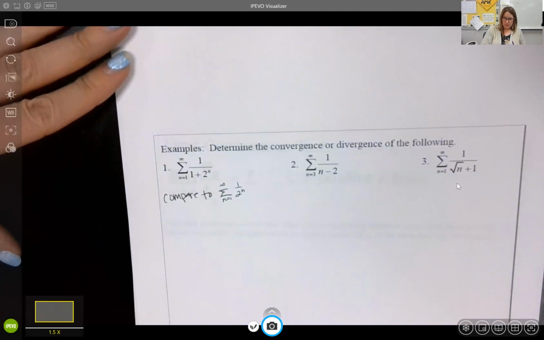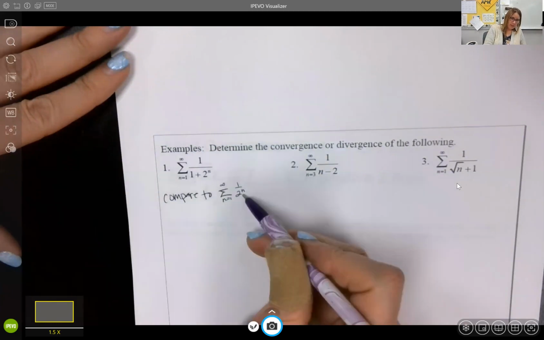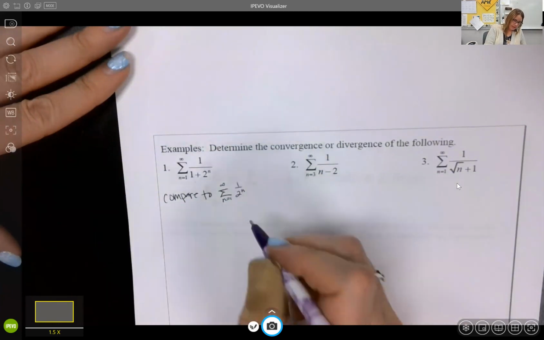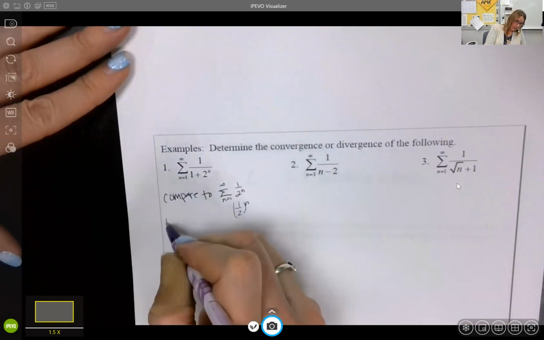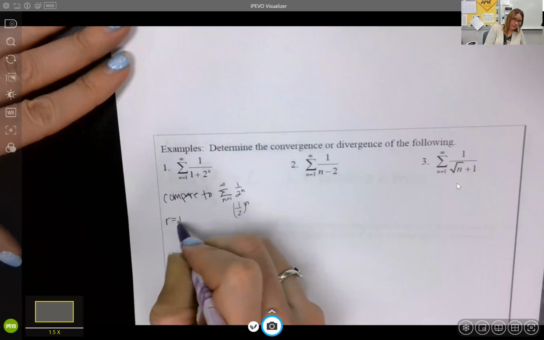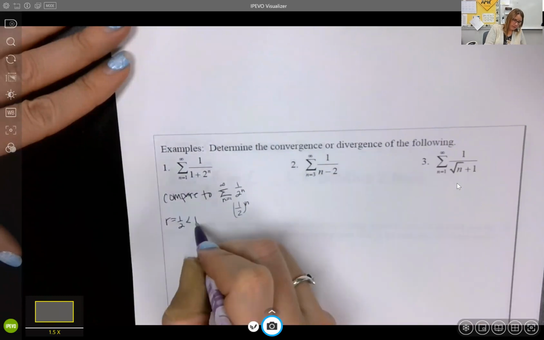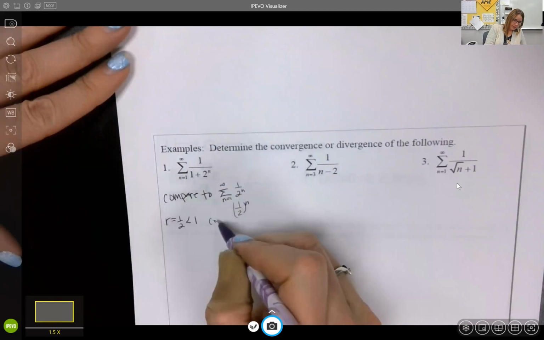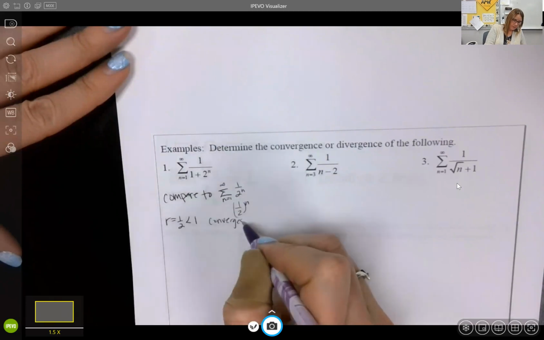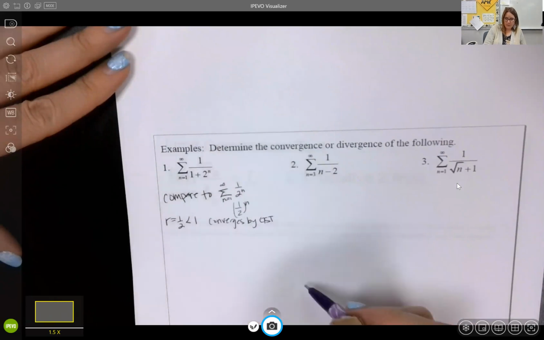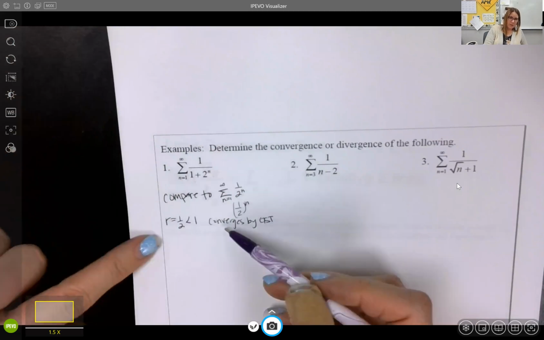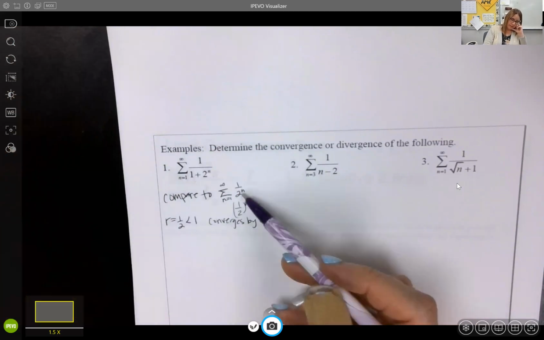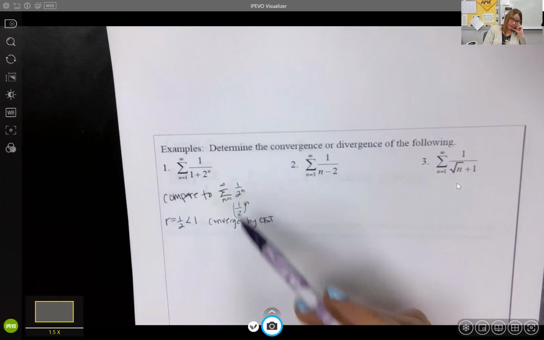Okay? So 1 over 2 to the n, I know what this is. This is like (1/2) to the n, right? So this is a geometric series where the r is 1/2, which is smaller than 1. And so this series converges by GST. Okay? So we have to prove what this series does first. If this series converges, now I have to show that this series is bigger or smaller, whichever one we're doing, than the one that we're looking at.